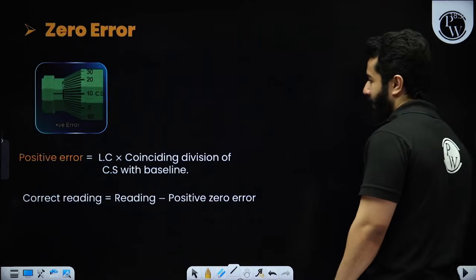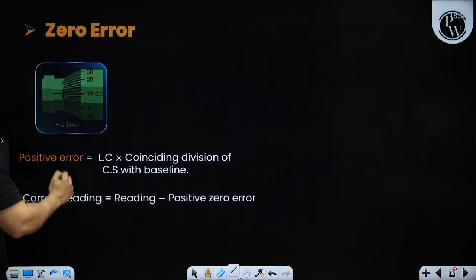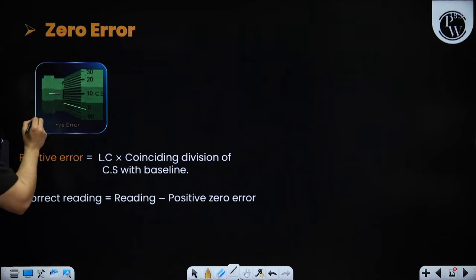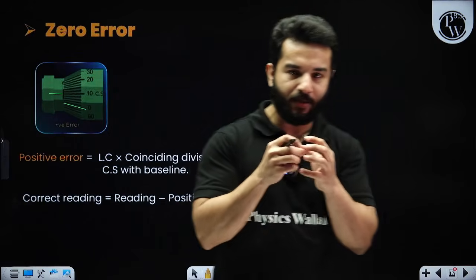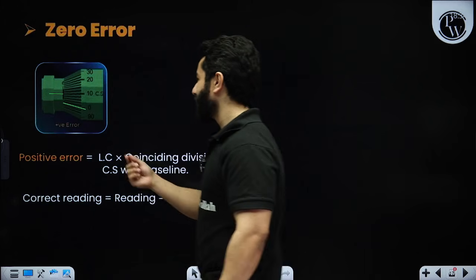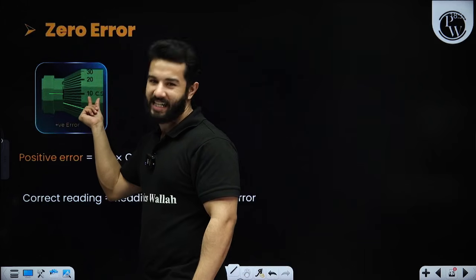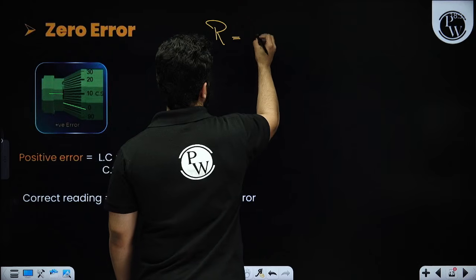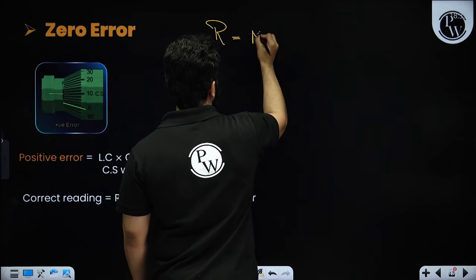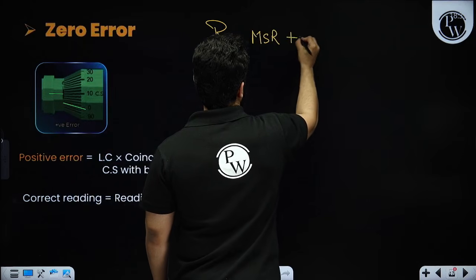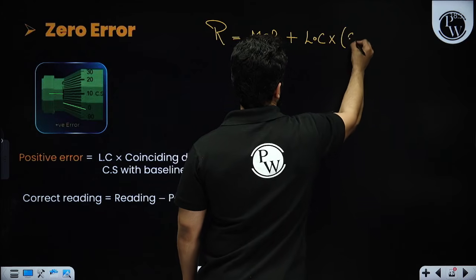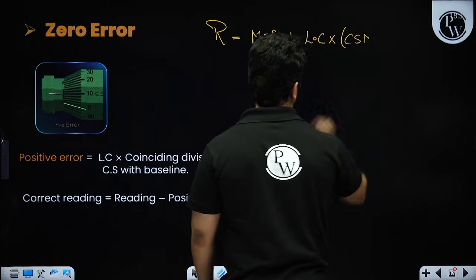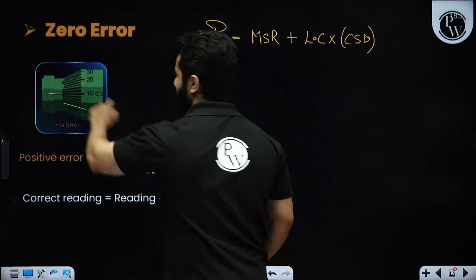But let's suppose this is the zero of the linear scale and this is the zero of the circular scale. That means right now nothing is in between the screw gauge, but still the screw gauge is giving me some reading, and that is 10 circular scale divisions. How am I going to write down the reading over here? I'm going to write the reading as main scale reading, that is linear scale reading, plus least count multiplied by the circular scale division which is coinciding with the baseline.